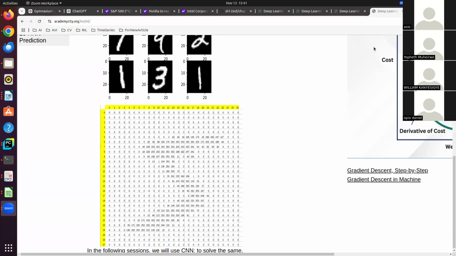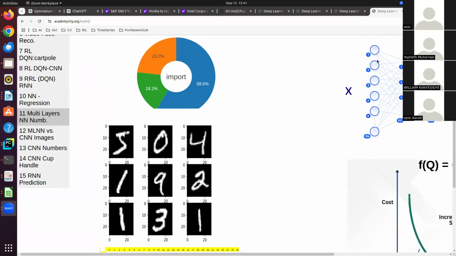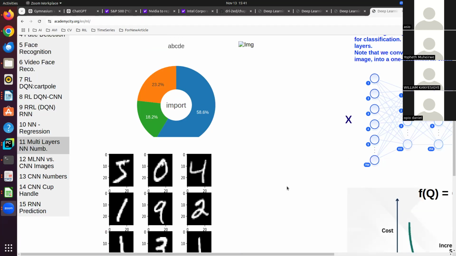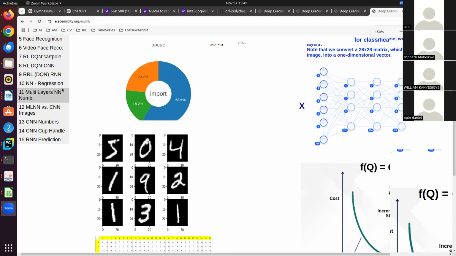Now, what we're going to do, we're going to use 784 numbers as our vector to the neural network. So that's concept number 2. Take the picture, convert it from 2 dimension to 1 dimension.